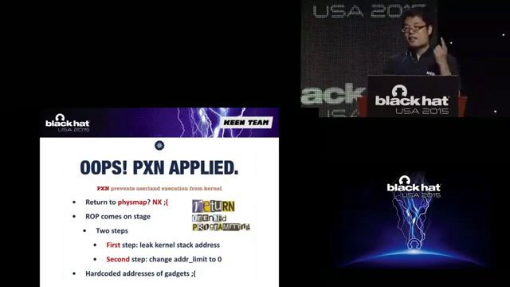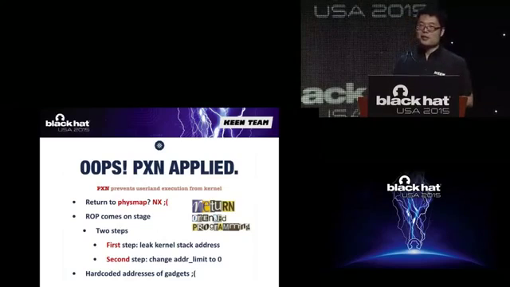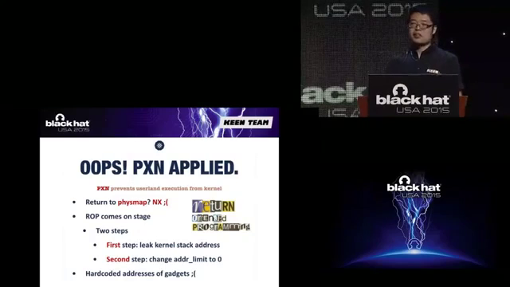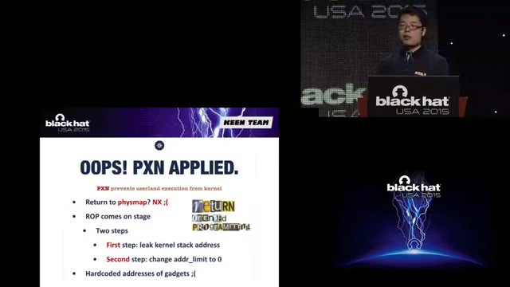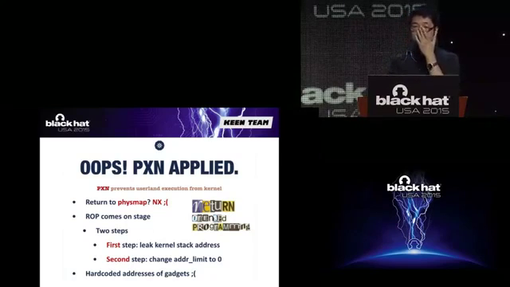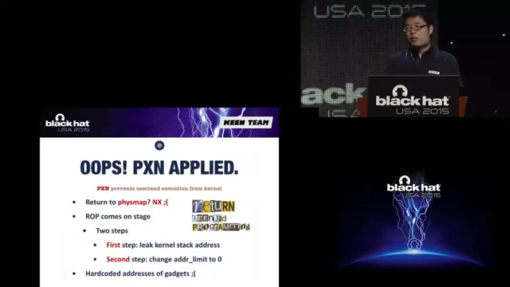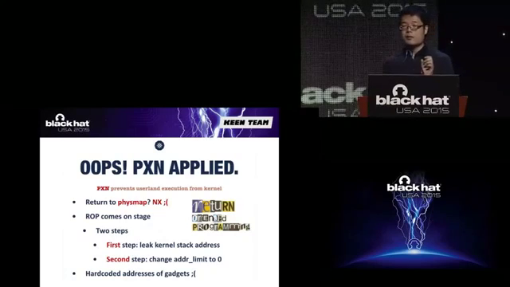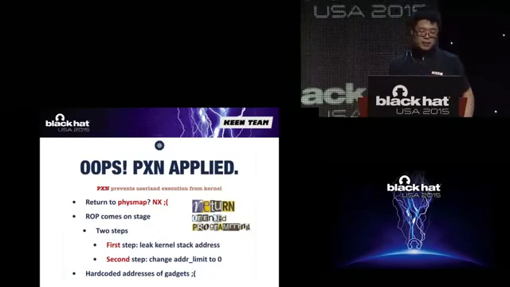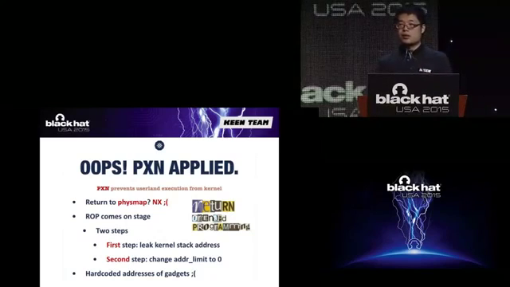So the first thing in my mind was, could I just return to the physmap? We can place our shellcode in the user space and change the property of the memory to executable, and then it will be mapped through the physmap into the kernel space, and then we can just return to the kernel space. But disappointingly, again, the physmap is not executable on ARM devices, on Android devices. So we have to do ROP, kernel ROP.